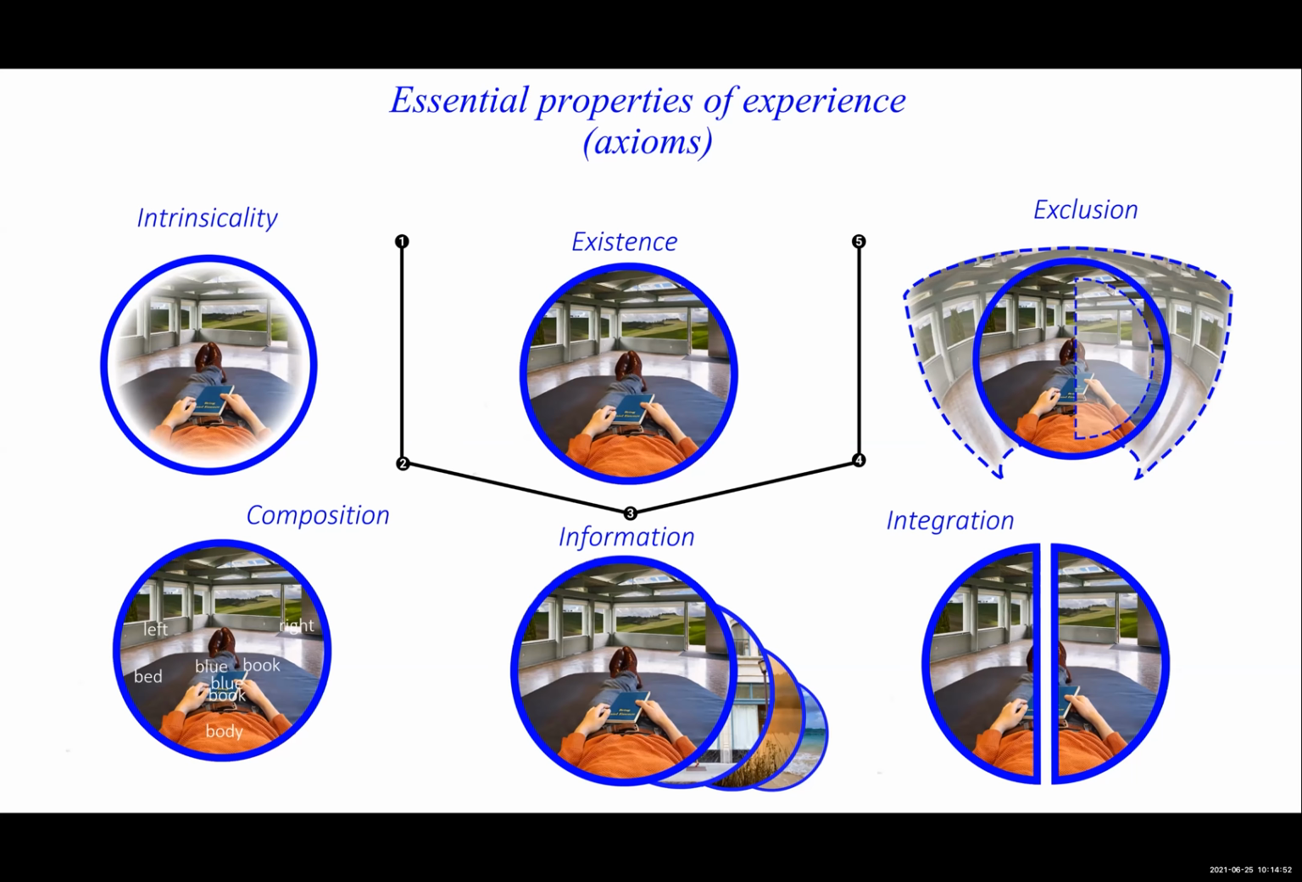The fourth property is integration. Every experience is unitary. You cannot decompose it into independent parts. Let's say the left side experienced independently of the right side. It's always one experience. This is a property that was recognized by Descartes himself, as well as, of course, by Kant and others. And finally, exclusion.